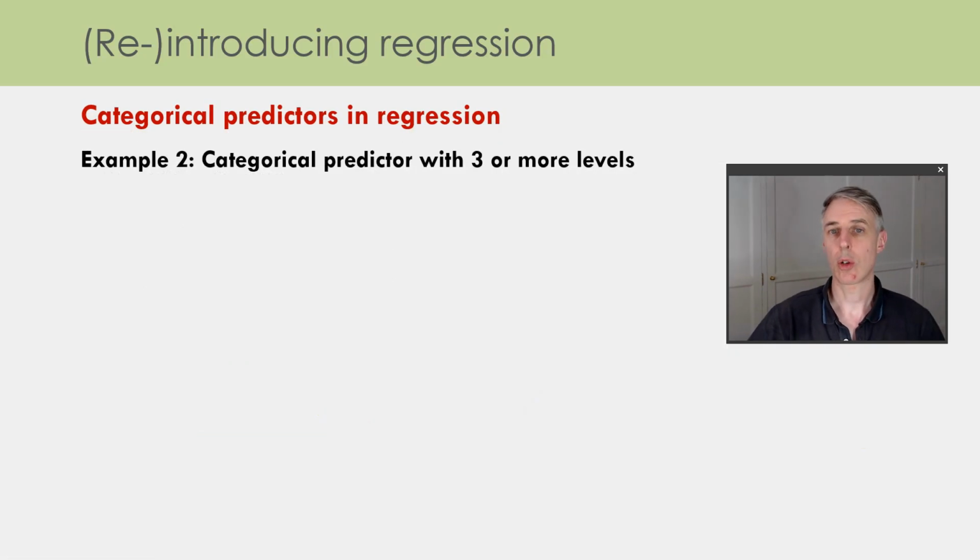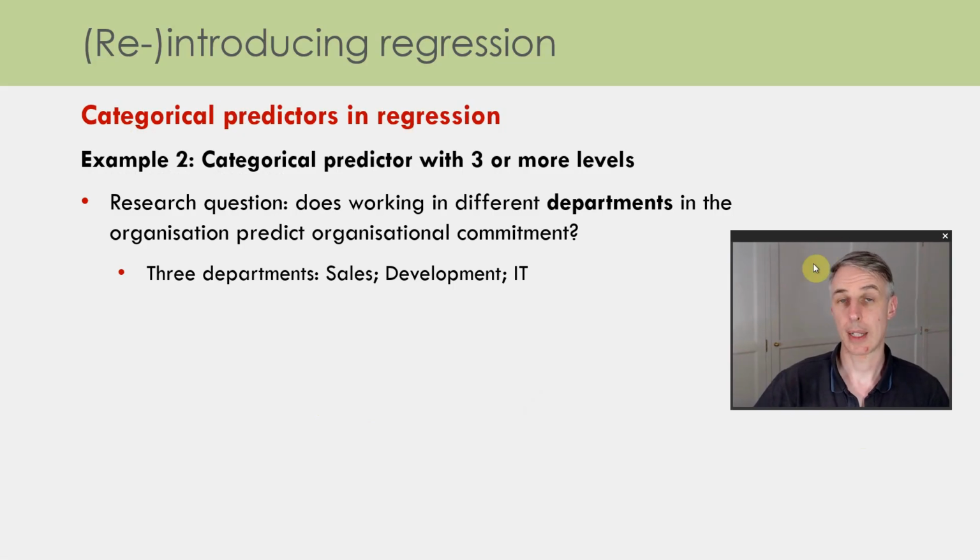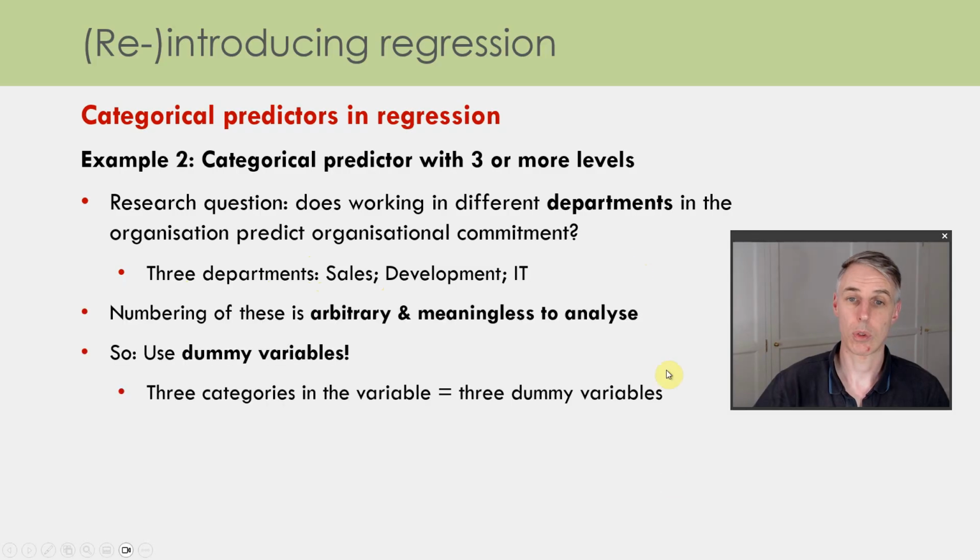So what about categorical predictors that have 3 or more levels? Okay. Well, let's say we go back to that core research question. Our researcher looking at the effect of identification with an organization on commitment. Let's say they also want to take into account whether working in different departments in the organization also predicts organizational commitment. Let's say in the organization they're looking at, there are 3 different departments: the sales team, the development team, and the IT team. Okay.